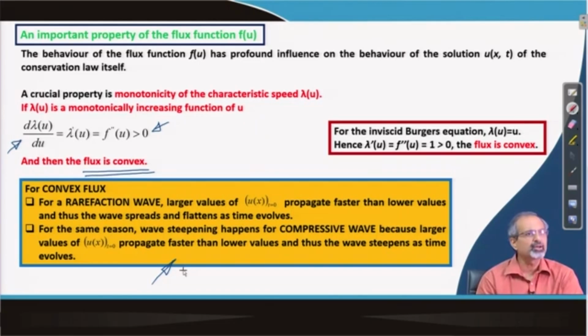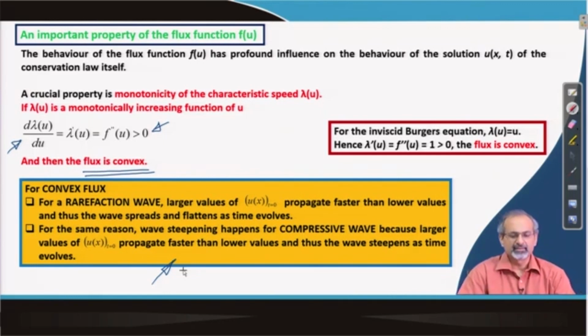This is what happens in a convex flux situation, and therefore, you have a fanning out of the flow, or an expansion fan developing there. Just the converse happens if the characteristics are moving closer to each other. So, for the same reason, wave steepening would happen for a compressive wave situation, because larger values of u, which are defined from the initial condition, would propagate faster than the lower values, and thus the wave steepens as time evolves.